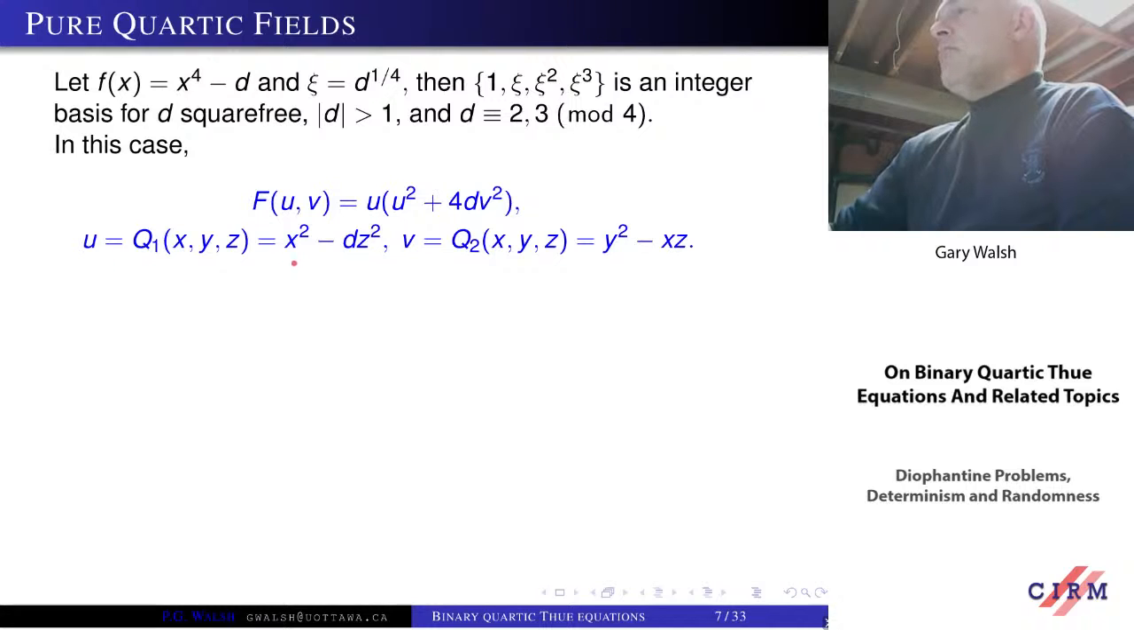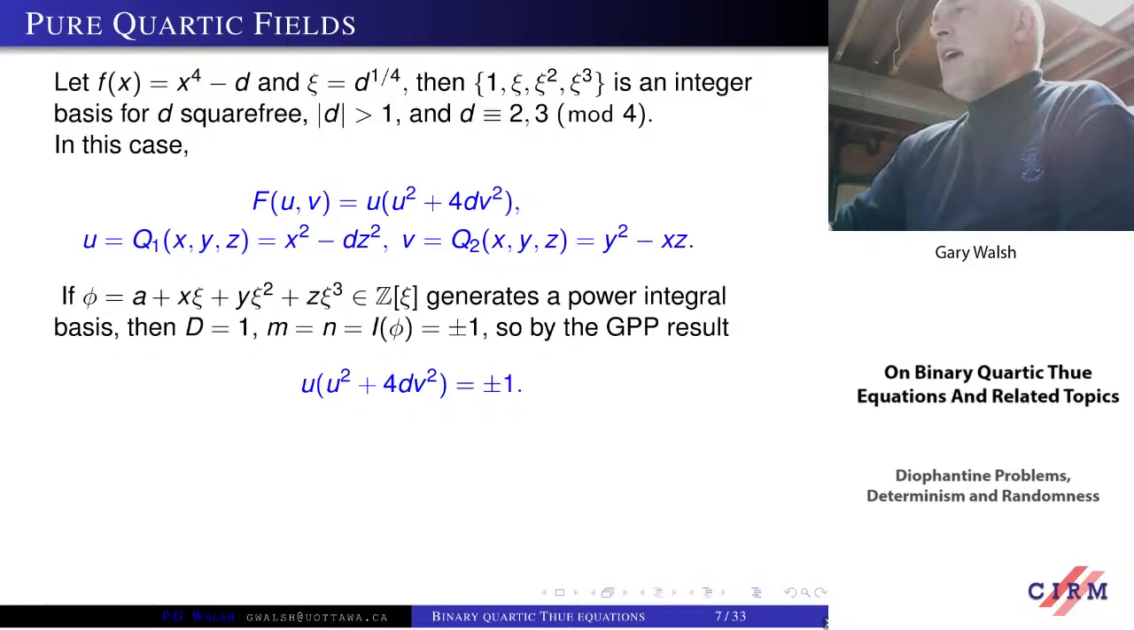U is given specifically by x squared minus dz squared, and the value v is given by y squared minus xz. So that's a simple computation. So what does that say? Well, if we go to the lemma, it says that if our phi generates a power integral basis, then D is equal to 1, the denominator. The values of M and N are also equal to plus or minus 1. So by the lemma, that gives the value of the index form equation being equal to plus or minus 1.